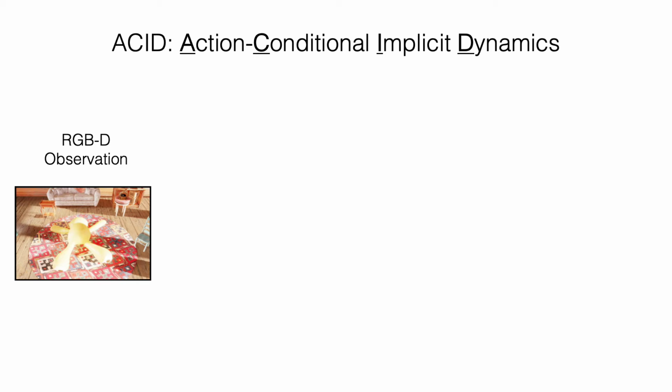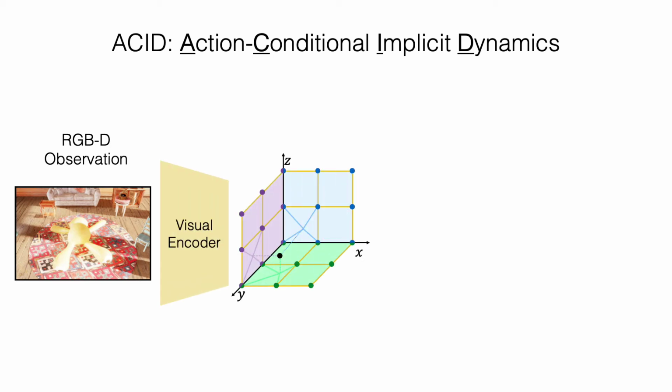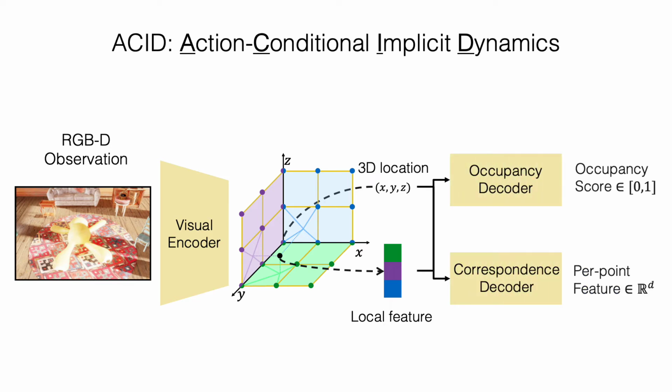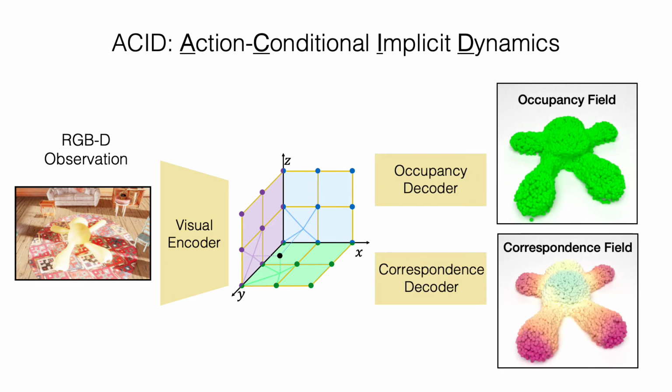We first project the RGBD observation into RGBD point cloud. Then we encode and project the point cloud into 2D feature planes. To enhance fine-grained reasoning, we use local implicit representations. Given an arbitrary 3D location, we use bilinear interpolation to query local feature at this location. Our decoder predicts occupancy score and per-point feature given 3D location and local feature. The occupancy decoder predicts the occupancy field and the correspondence decoder predicts the correspondence field.